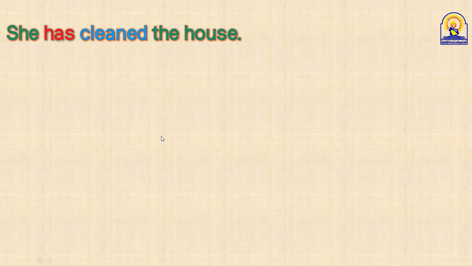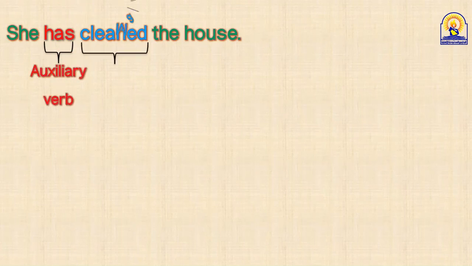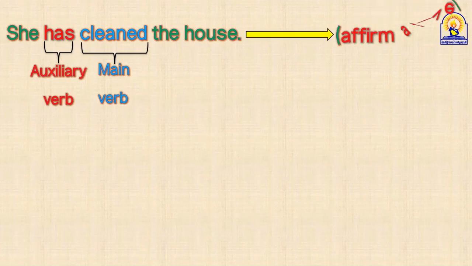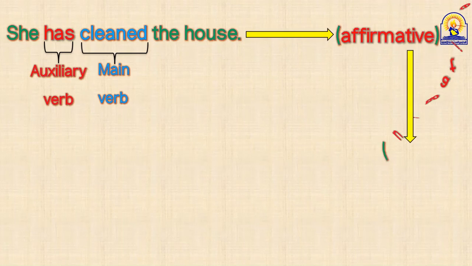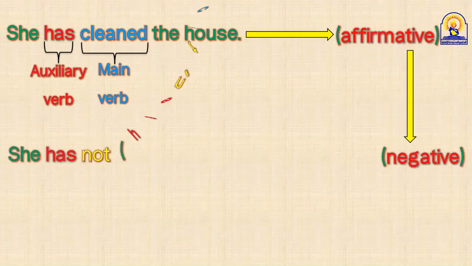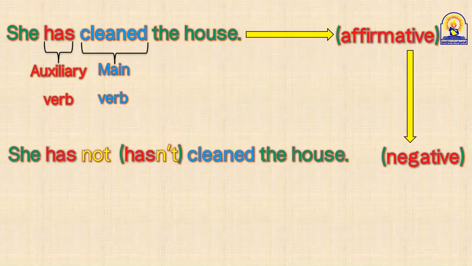Yes, Sultan. And we have El Trifi. Let's take Sultan first. Yes, Sultan. She has cleaned the house. She hasn't cleaned the house. Okay, where is the auxiliary verb there, Sultan? Has. So, as you can see, guys, has, it's an auxiliary verb here, but clean, this is a main verb. And if you want to make negative, you need auxiliary verb. As you can see, this is affirmative. We change it into negative. It will be she has not or she hasn't cleaned the house.